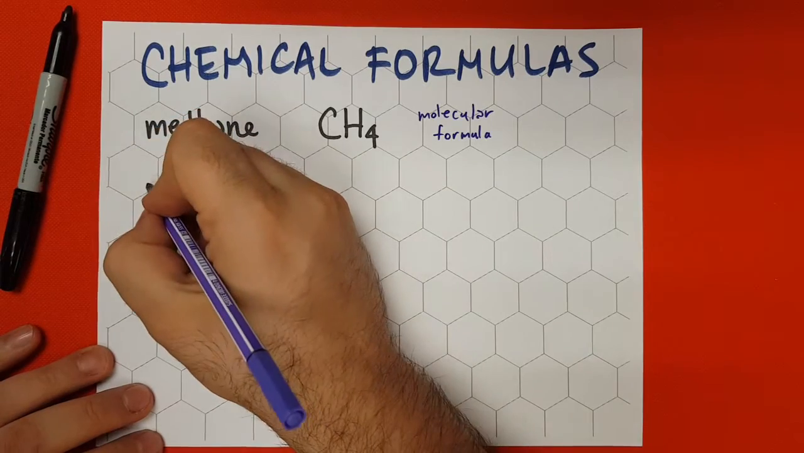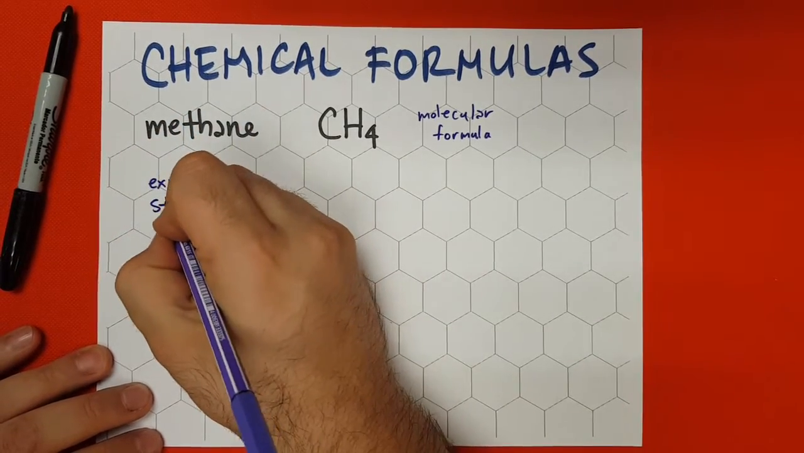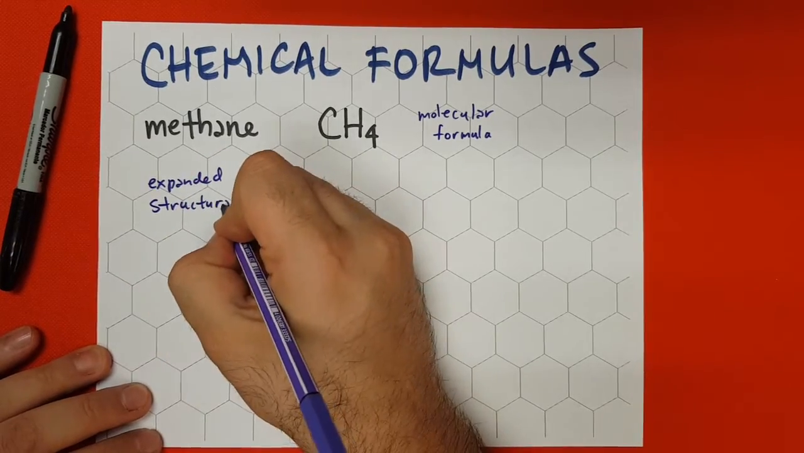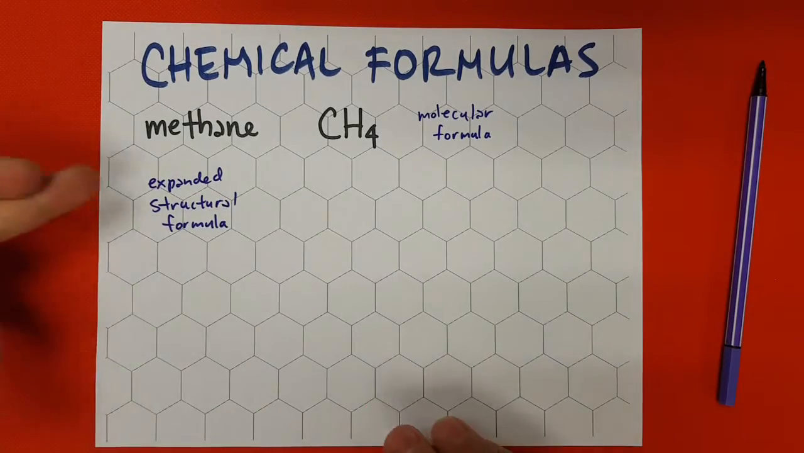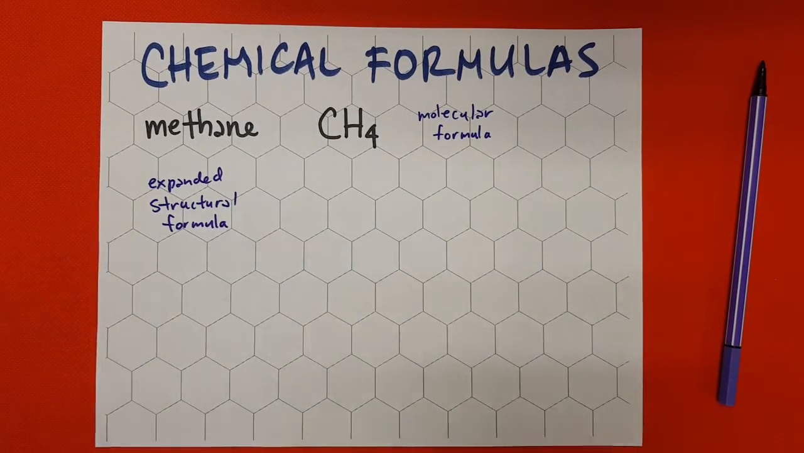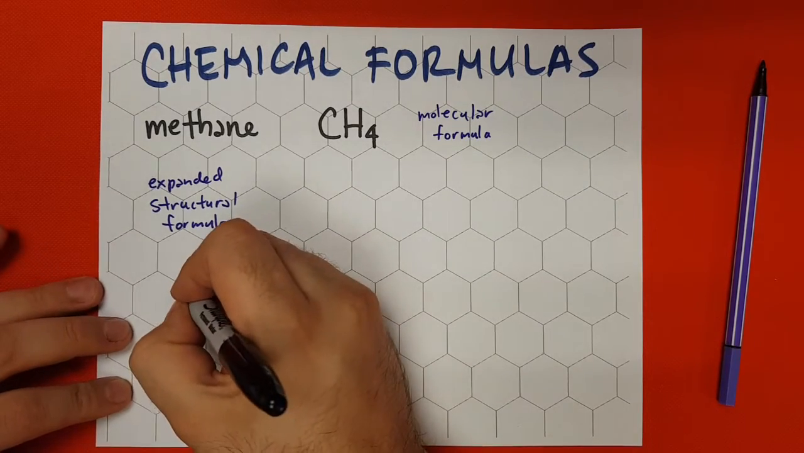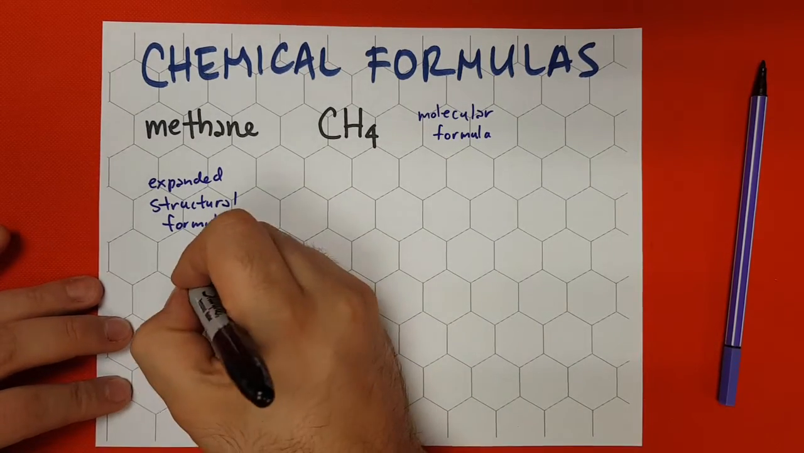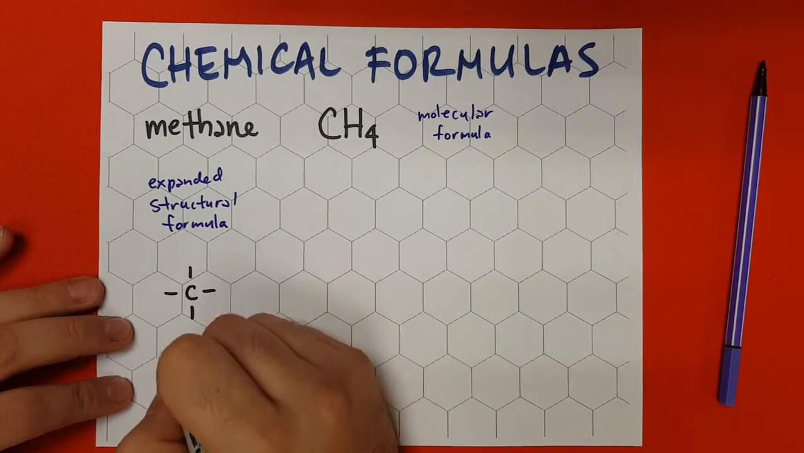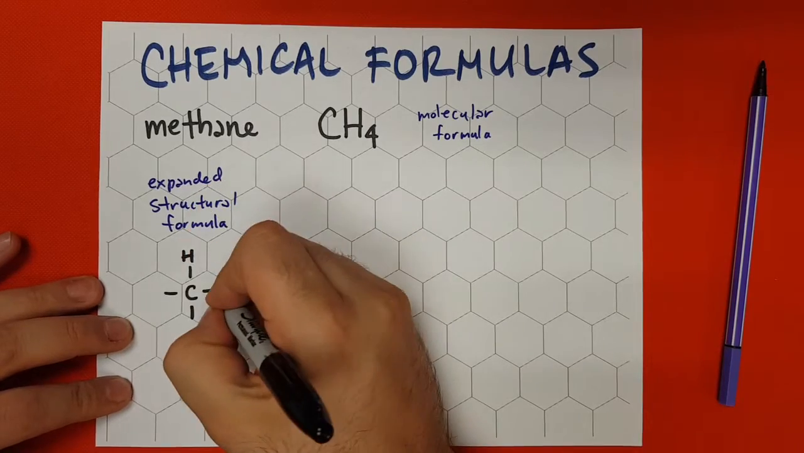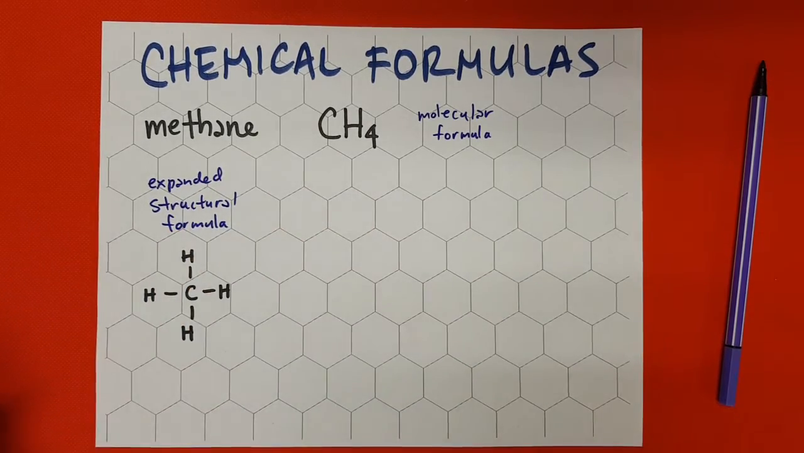The first formula I'm going to talk about is the expanded structural formula. And in this expanded formula, like its name says, we have all the atoms laid out in their specific locations. So I have carbon in the middle. And if we remember that carbon can only make 4 bonds, we represent the single bonds with these lines. We're going to arrange our hydrogens around the carbon atom, which is the central atom.